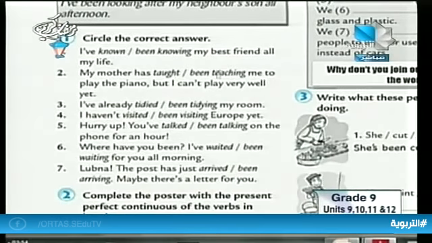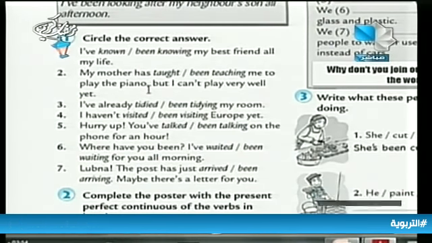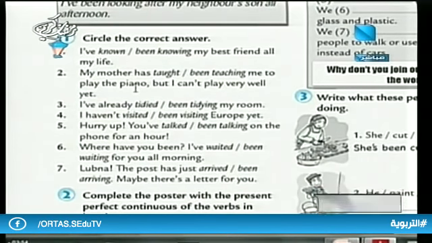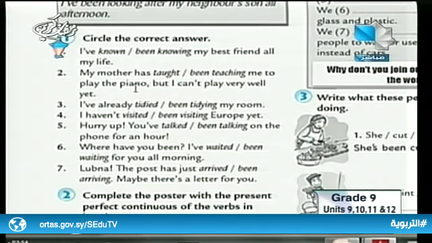Number 2, my mother has been teaching me to play the piano, but I can't play very well yet. So my mother has been teaching me, and she is still teaching me. I think here we can use also has taught. Why? Both. She has been teaching. You mean that she hasn't finished yet? She is still working on it. And I need maybe more practice. This is what you mean, right? So it's okay. My mother has been teaching me to play the piano, but I can't play very well yet because maybe I need more time to know about the rules, in order to be able to play the piano.